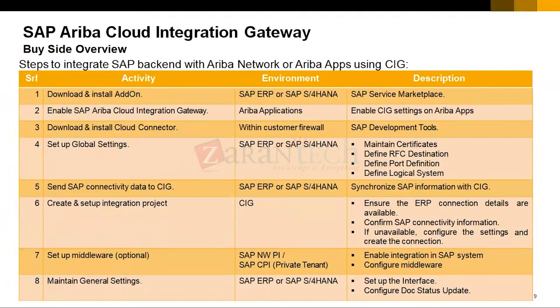Then set up the global settings. As part of the global settings, the Basis team will configure the certificate, the RFC destination, and the port. Different technical configuration they will do. So this activity is also done by the Basis consultant in the ERP system. All right. After that, we have to send the SAP information to CIG. That is our job as an Ariba consultant, which we have to do in each and every system.